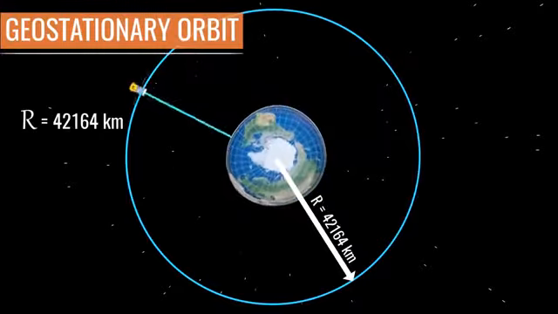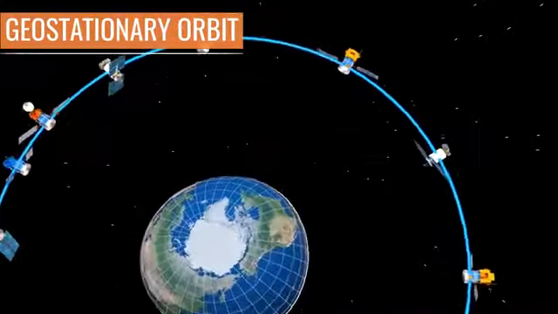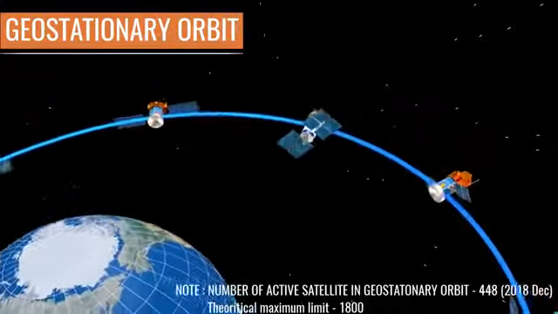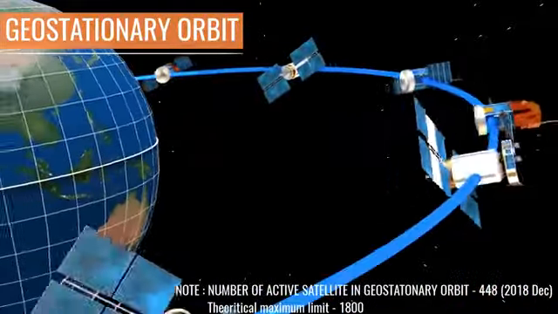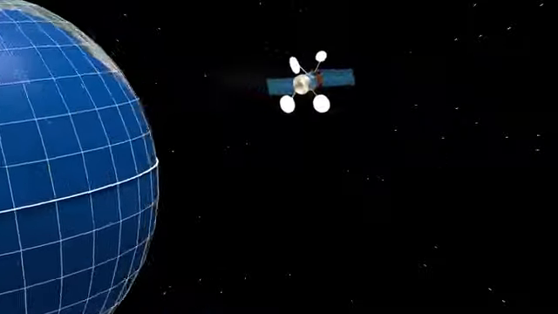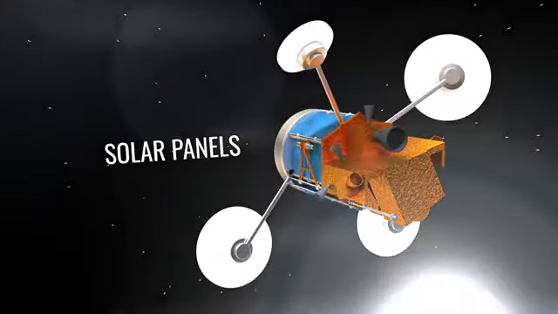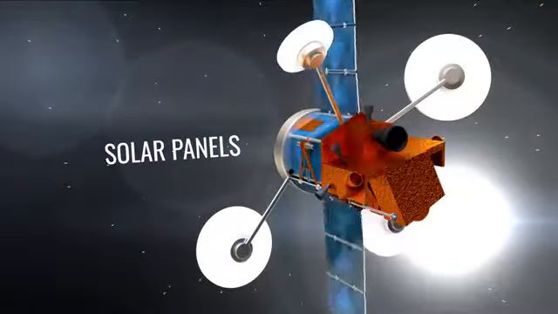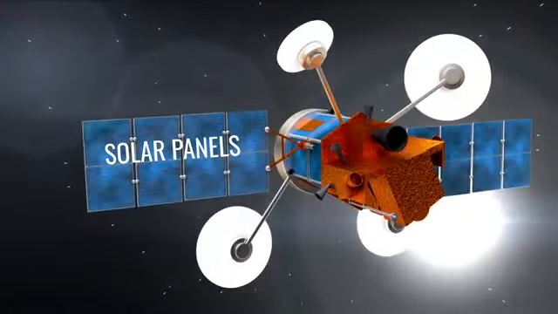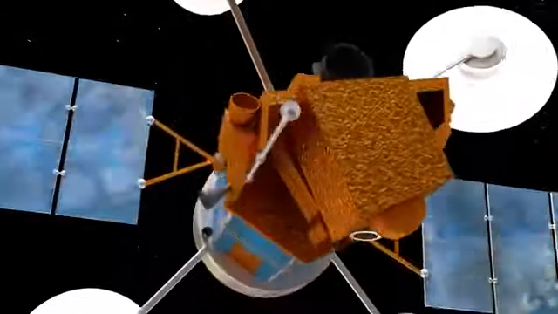All satellites used for satellite TV purposes should be parked in this orbit, and this visual shows how crowded the geostationary belt has become nowadays. Now, let's find out a few things about the satellite itself. The energy required for a satellite mostly comes from its solar panels. However, if the satellite is not facing the sun, a battery pack helps to continue its operations.